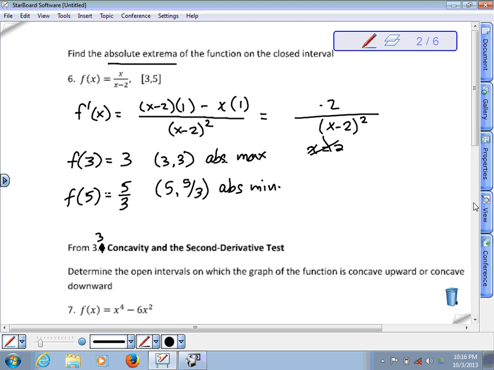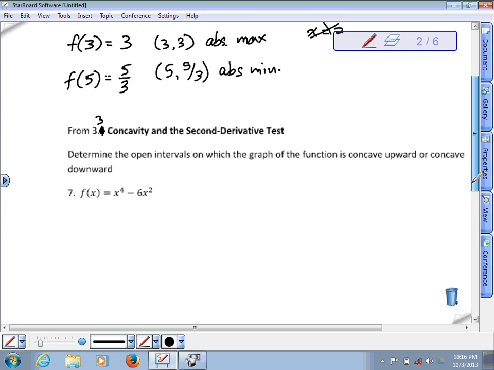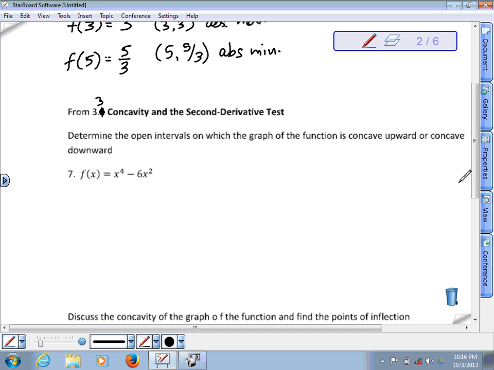That brings us to 3.3, where we talk about concavity and the second derivative test. They're performed similarly to the first derivative test. So in question 7, we start with the first derivative, then we find the second derivative and set that equal to 0 to find points of inflection. Points of inflection are where the graph switches from concave up to concave down, or vice versa.